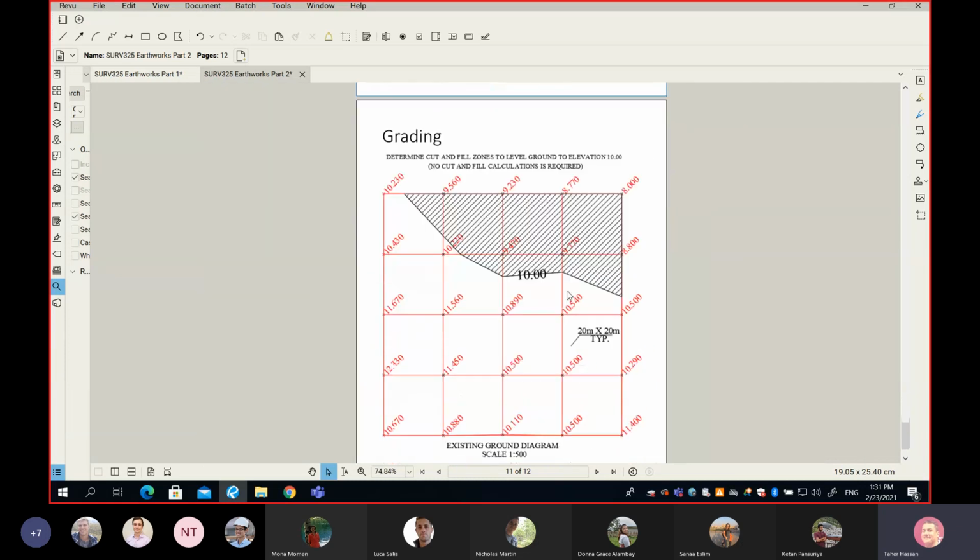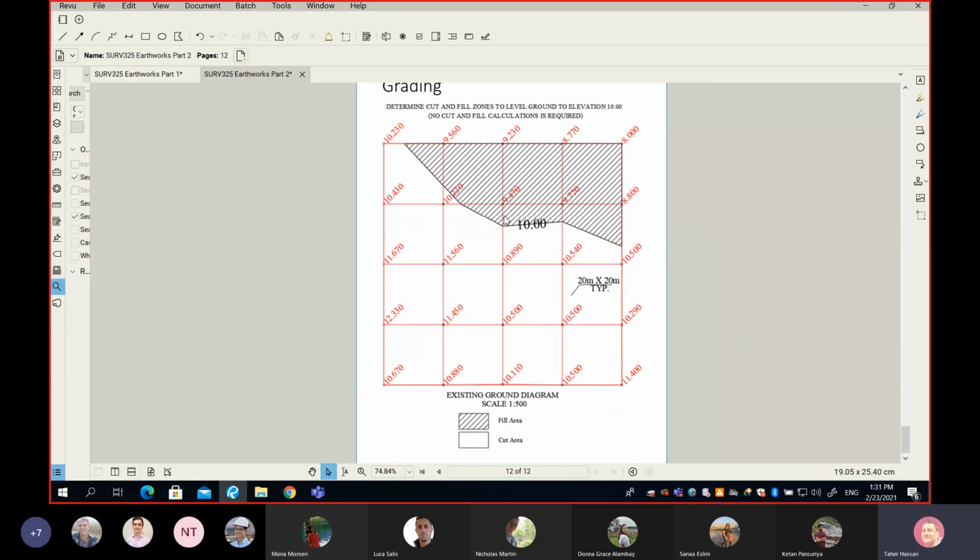Before we do so, I'm going to give you some time. Look at this, please. So here is one area, and the numbers in red, those are existing ground elevation, and we want to level the ground to elevation 10. My question for you is very simple. Would you expect to get all cut or all fill, or a mix between cut and fill? A mix. Thank you so much. A mix, which is not very difficult.